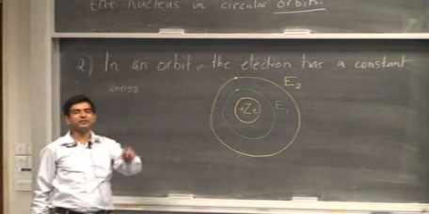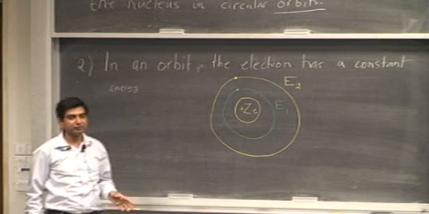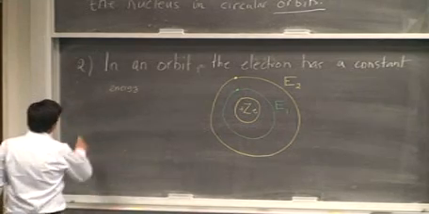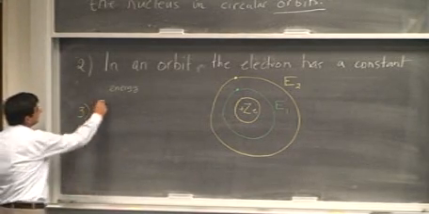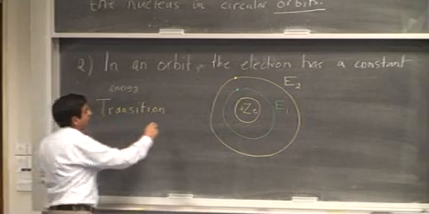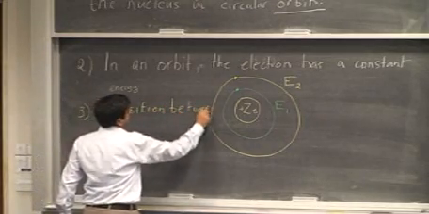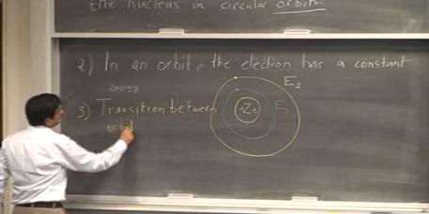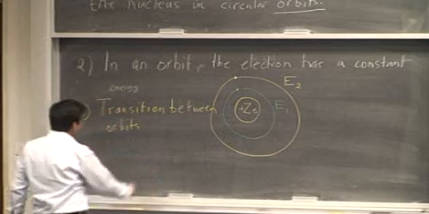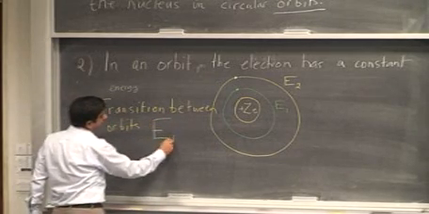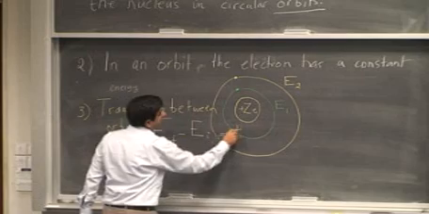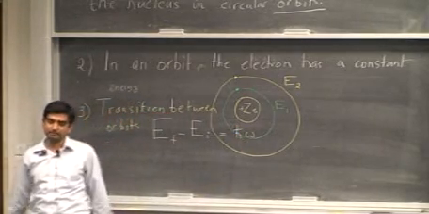So there are precise orbits of the electron around the nucleus, just like planets have precise orbits around the sun. The third postulate is, if a transition takes place between orbits, energy can be absorbed or emitted. And that energy is given by the difference of the energies of the two orbits. And this energy is emitted as a photon of frequency omega.